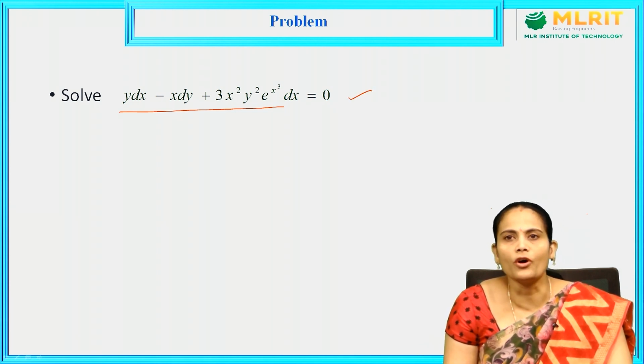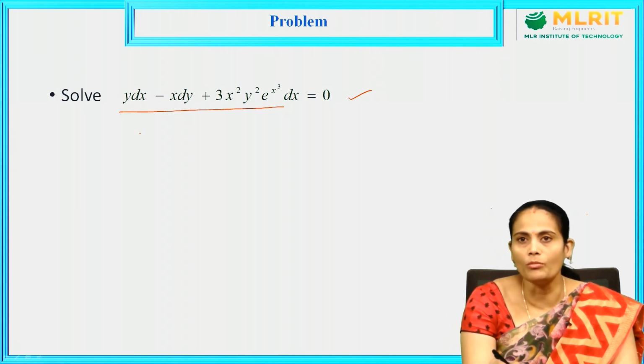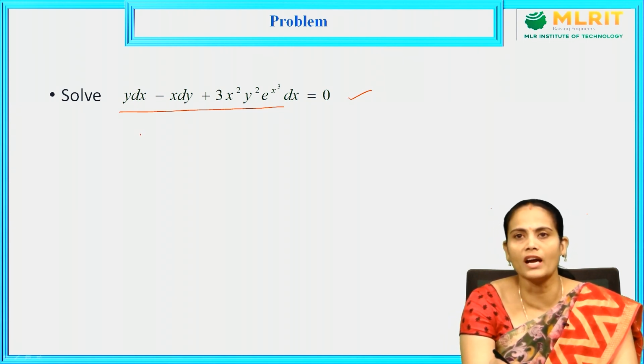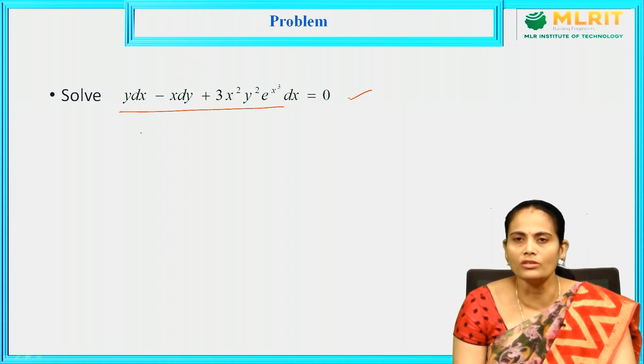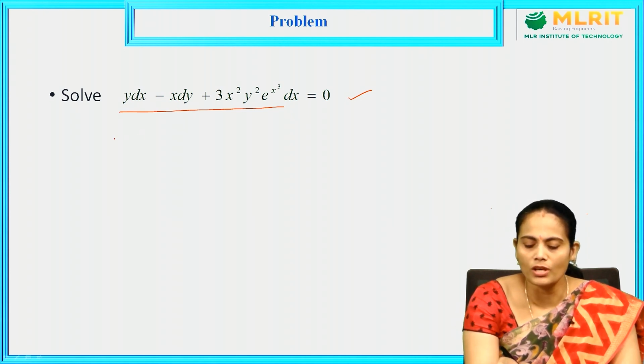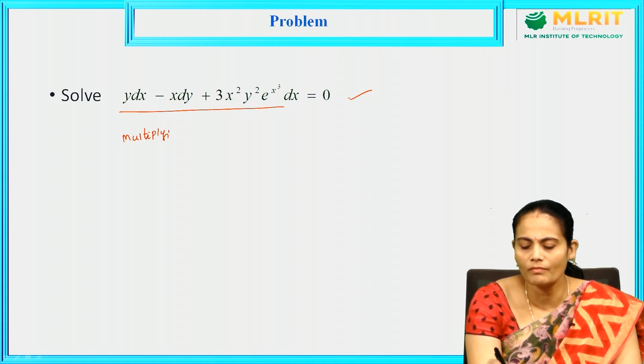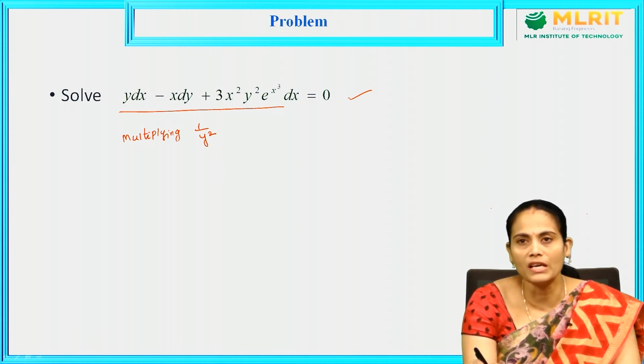Then how can we form a grouping? Here we are grouping certain terms. What are the terms we are taking? Then what is the term we have to multiply or divide on both sides here? We have the formulas in the inspection method, and we can use those formulas. Then we can do the integration and finally we will get the general solution of the given differential equation. So now we have to multiply by 1 by y square. Here we are multiplying with 1 by y square on both sides.